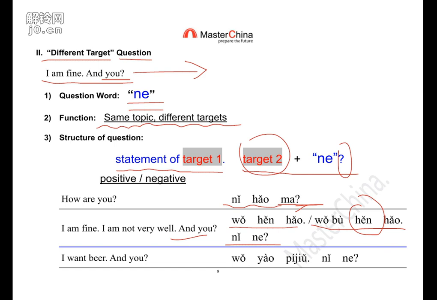How about her? So 他呢? Or 你的妈妈呢? 你的爸爸呢? So my parents are very well. How about your parents? So you can imagine how to make these questions. So I want beer, and you? 我要啤酒，你呢?